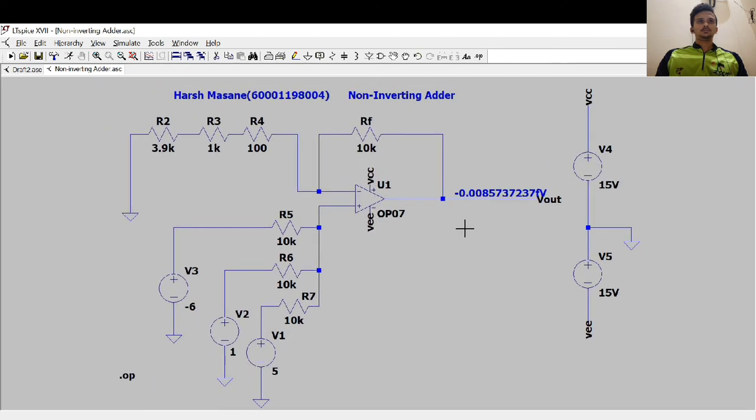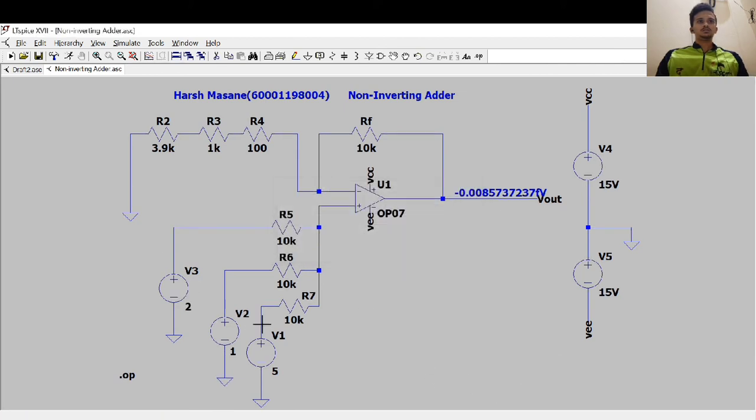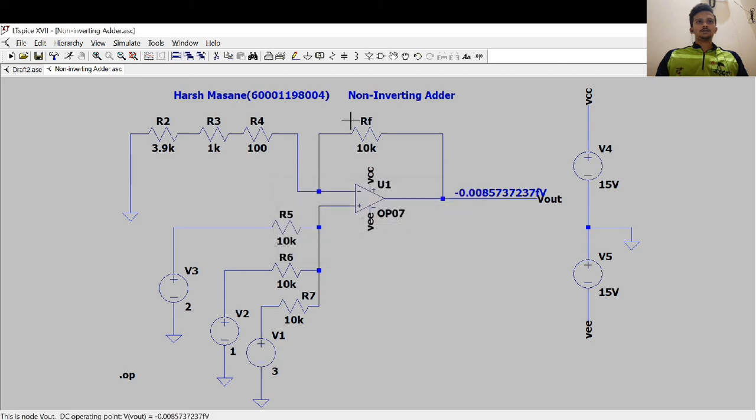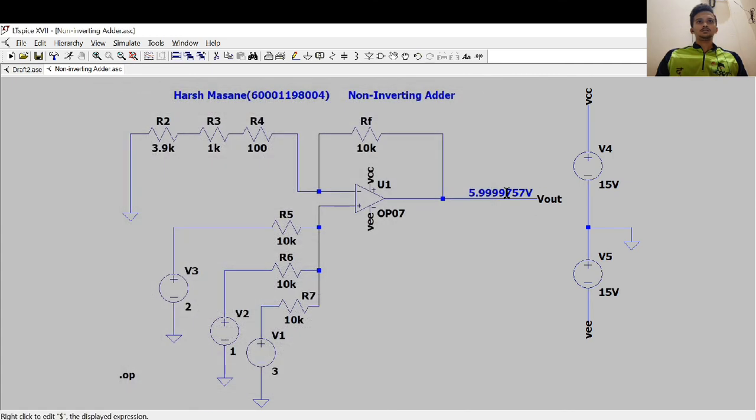Okay, if you want, we'll also check for the other states. So 2 plus 1 plus 2. So let's take 3. So 6 volt. Okay. So Vout is 5.99. That's 6 volt.